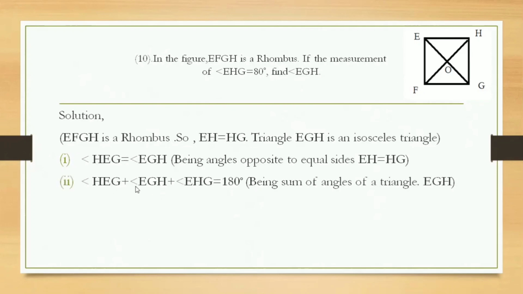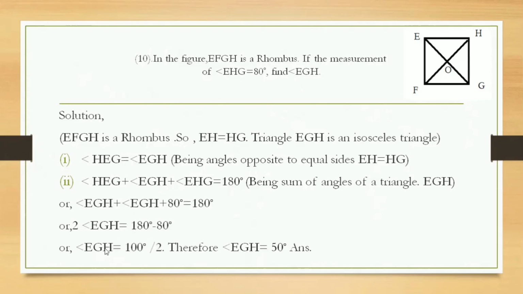Next, HEG plus EGH plus EHG equals 180 degrees. If you add the three angles of this triangle separately, it will be 180 degrees. These two angles are equal, so we can write EGH plus EGH plus 80 degrees. This 80 degrees is given in the question. Then 2 EGH equals 180 minus 80, which is 100 degrees, and 100 degrees divided by 2. Therefore, EGH equals 50 degrees, the answer.